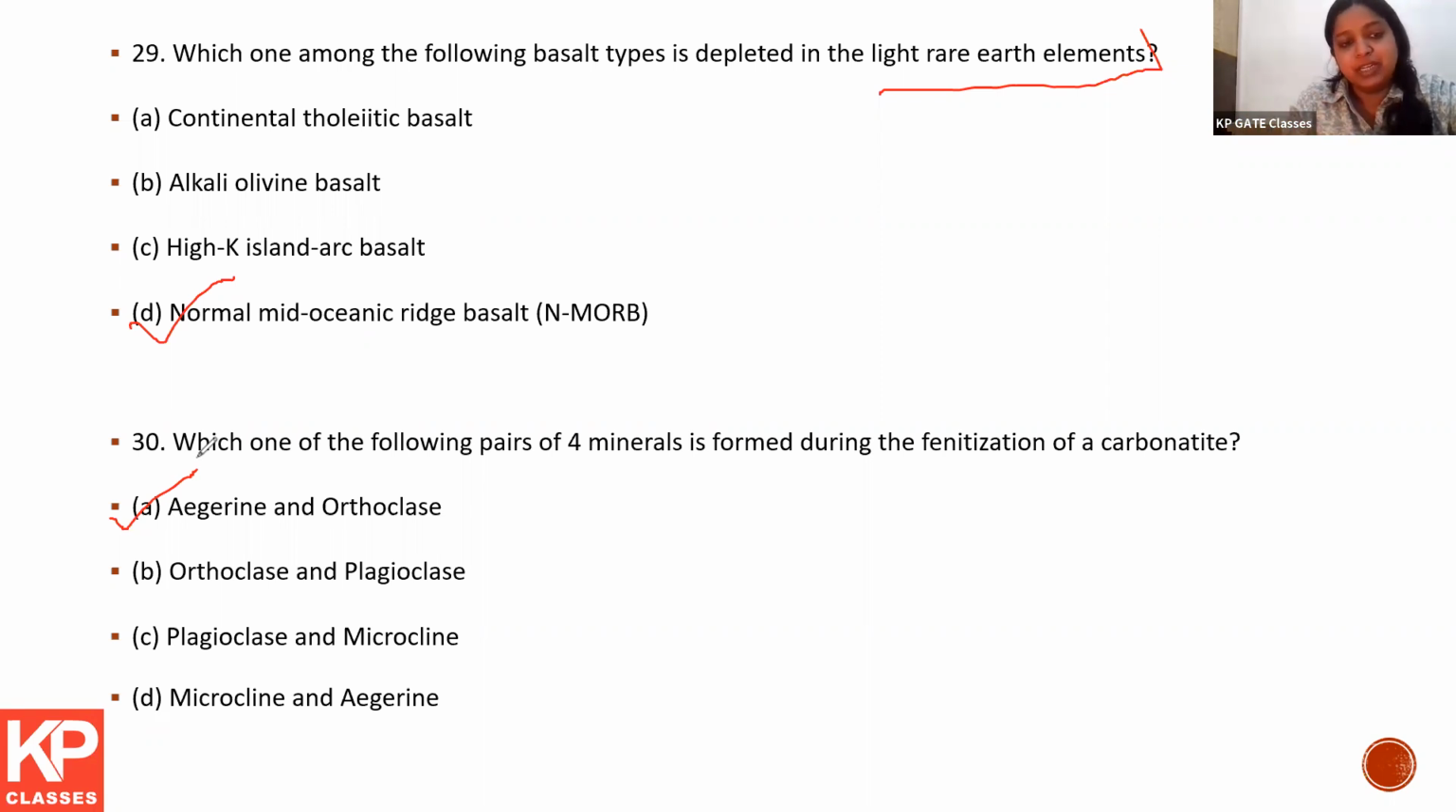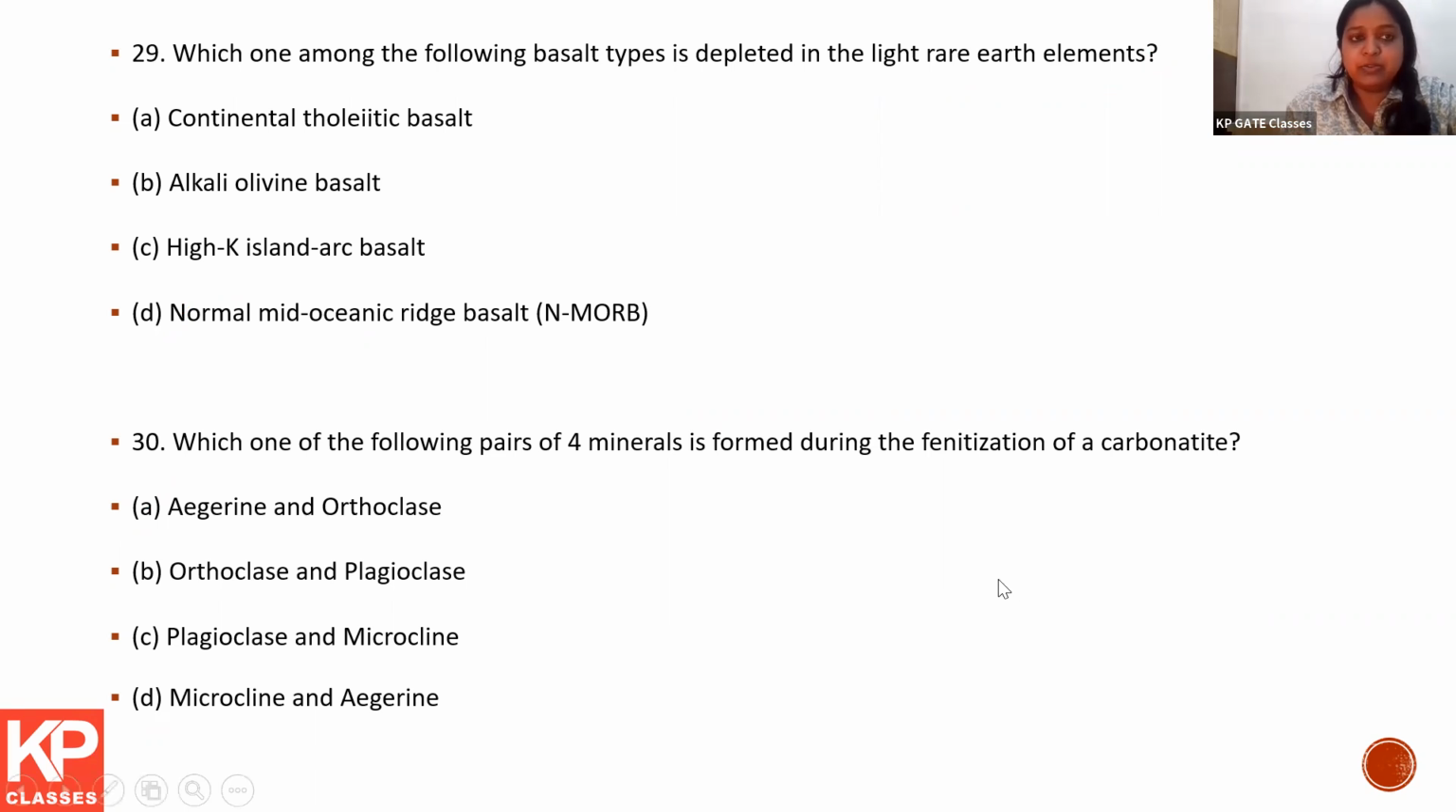If you know what fenitization is, the options are very clear. One is sodium pyroxene, the other is potassium feldspar. If you know that, the answer will be correct. Whoever knows what fenitization is will get the answer. So fenitization is alkali metasomatism.